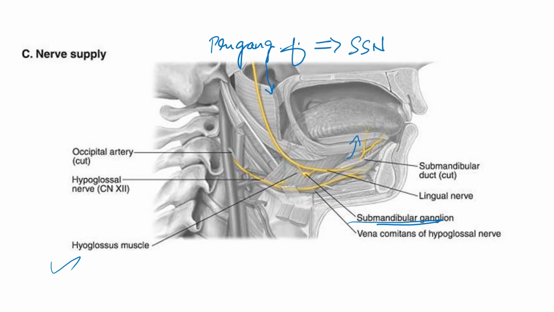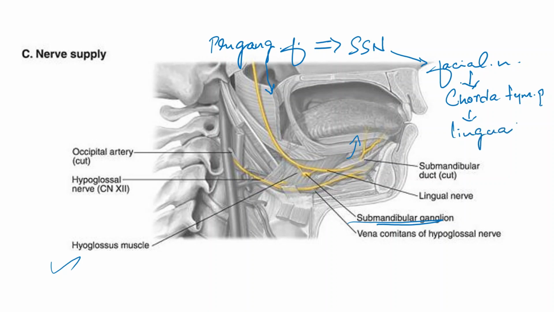I repeat, the secretomotor pathway to the anterior lingual gland is from the superior salivatory nucleus. From the superior salivatory nucleus comes the facial nerve, and the fibers are carried through its branch, the chorda tympani nerve. From the chorda tympani nerve to the lingual nerve, which relays in the submandibular ganglion.